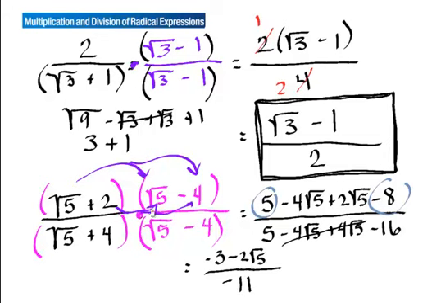I can't leave it like this because I know that it could be cleaned up by multiplying top and bottom by a negative 1. So it's very compulsive. I want it to look as clean as possible. So this would be 3 plus 2 square roots of 5 over 11. And there's my final answer.